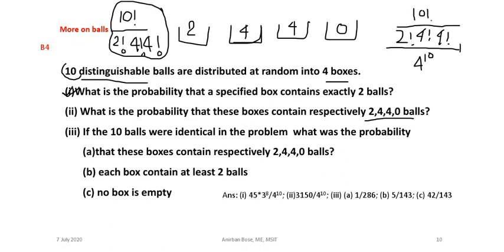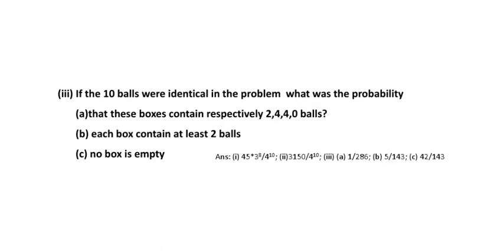Now coming to the third part of the problem. The third part is: if the 10 balls were identical, then what is the probability that these boxes contain respectively 2, 4, 4, 0 balls, and other questions for this particular case. Let us select this problem and go to a new page, and let's make it small.